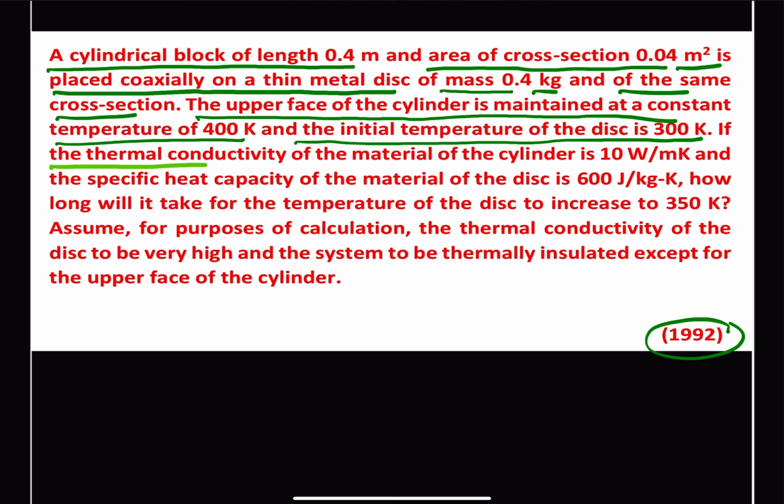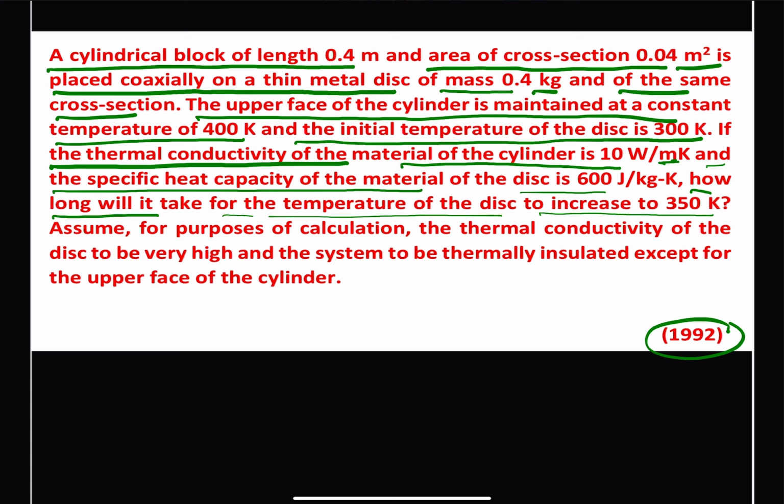If the thermal conductivity of the material of the cylinder is 10 watt per meter Kelvin, I'm not sure about the unit, might be wrong also, and the specific heat of the material of the disc is 600, how long will it take for the temperature of the disc to increase to 350 Kelvin? Assume for the purpose of calculation the thermal conductivity of the disc to be very high and the system to be thermally insulated except for the upper face of the cylinder.